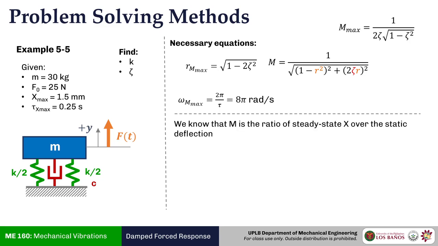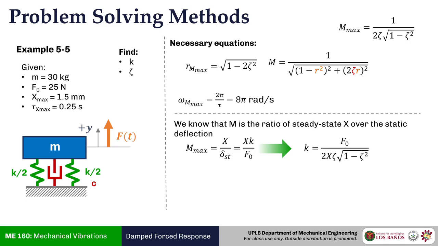So, we know that M is the ratio of steady state X over the static deflection. So, ito siya, di ba? So, ngayon, we can get K if we just rearrange this formula. So, saan nanggaling po to, sir? Ito po yung original definition ng ating magnitude or magnification M. So it's steady state amplitude X over the static deflection na caused by our forcing amplitude. So by rearranging this formula, we have a straightforward shot at the value of K. However, nawawala si zeta.